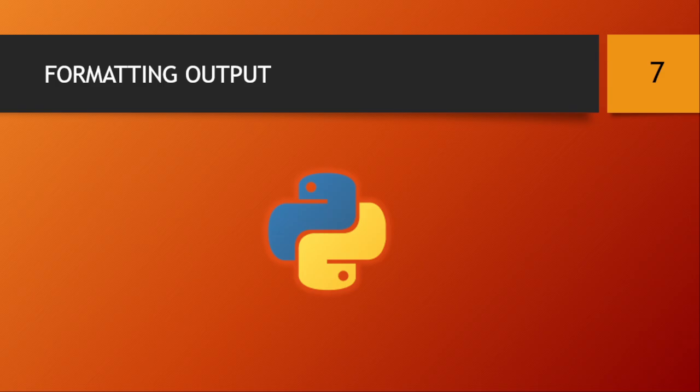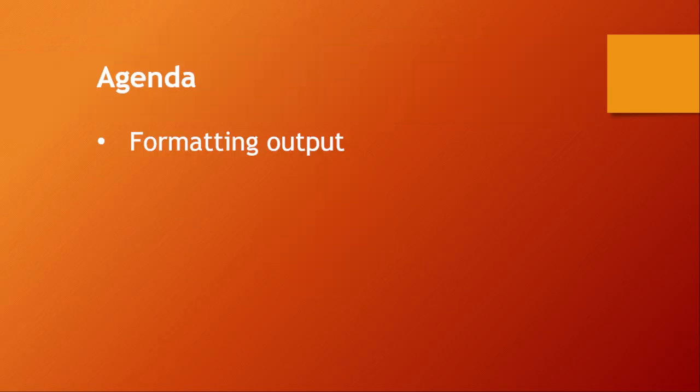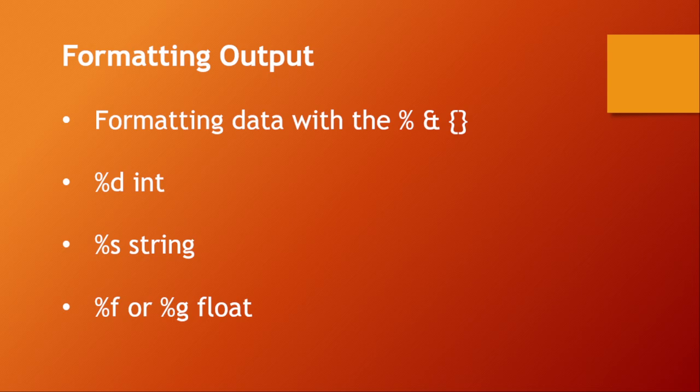So in this video, I'm going to show you how you can format the output in Python. Okay, let's get started. So we can do formatting output in two different methods. One is by percentile operator and another one is curly braces. Okay, let's see how we can do that step by step.